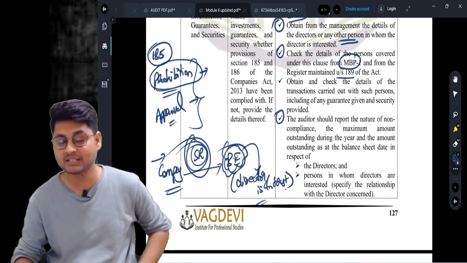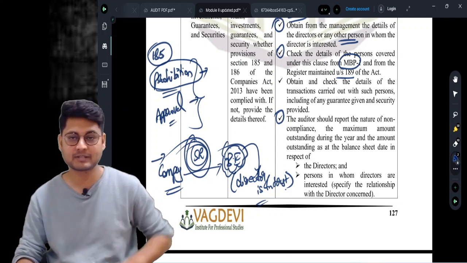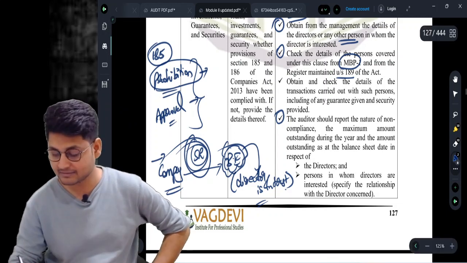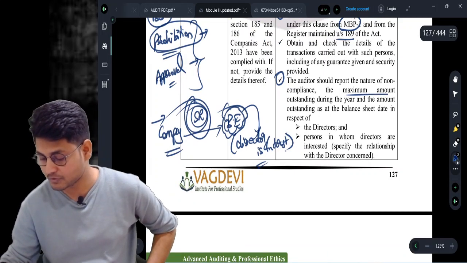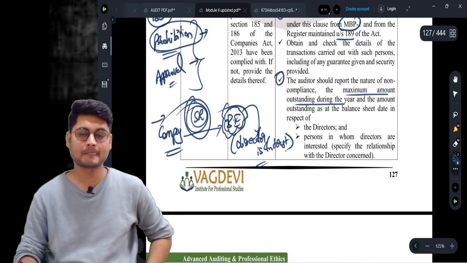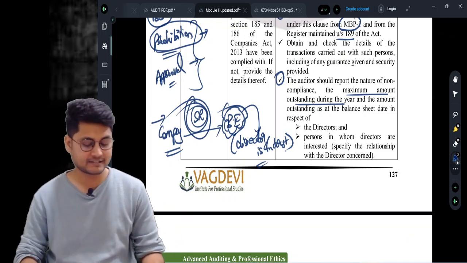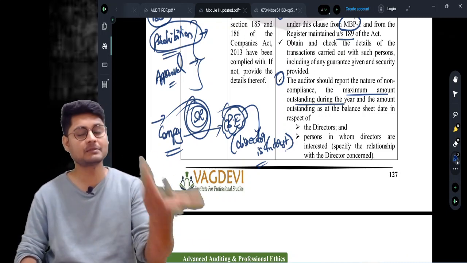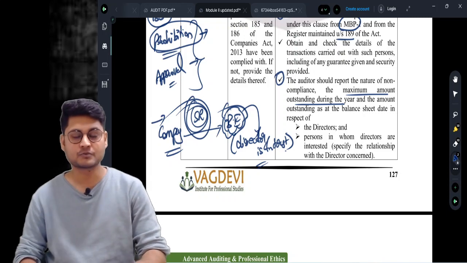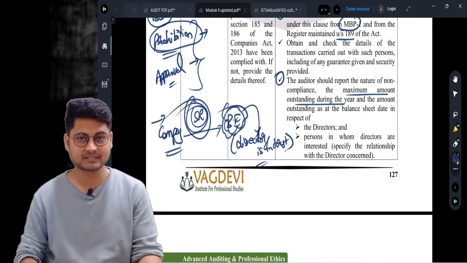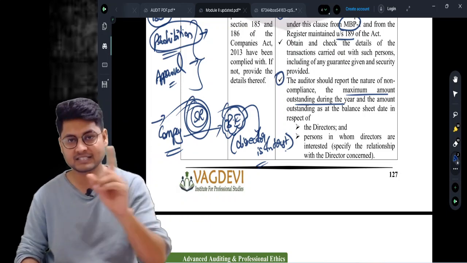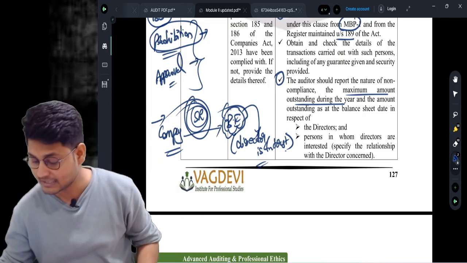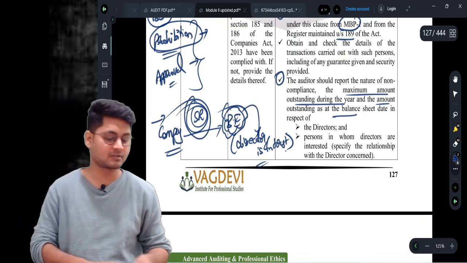What is to be reported? The nature of non-compliance is to be reported, and along with that, the maximum amount outstanding during the year. At any point of time, what is the maximum amount that is outstanding, because it is a loan which is given? So the outstanding loan during the year at any point of time, what is the maximum amount, that you need to write. And along with that, the amount outstanding at the balance sheet date is also written.